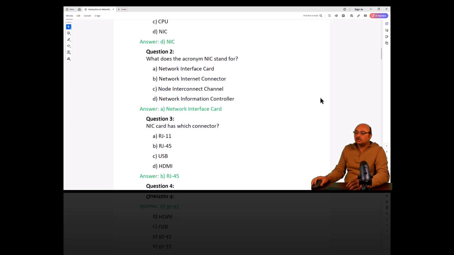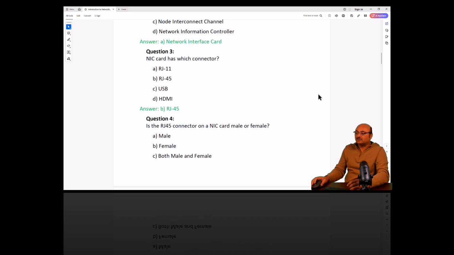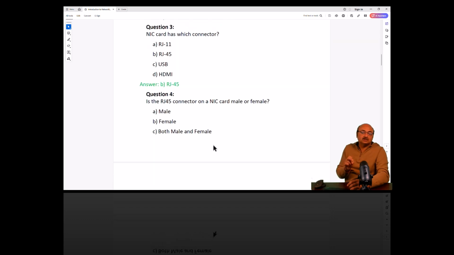NIC card utilizes which connector? RJ11, RJ45, USB, HDMI. So the answer for this is RJ45. Is the RJ45 connector on a NIC card male or female? The answer is female. The female connector is on the NIC card. Okay.